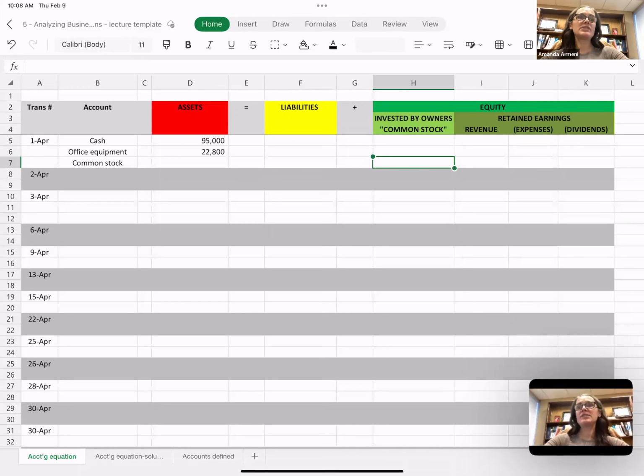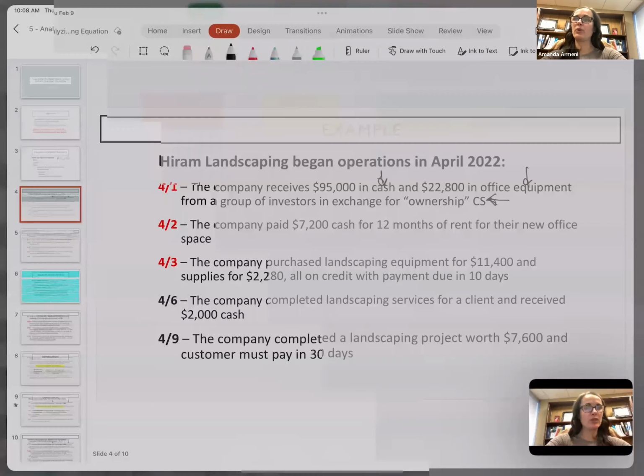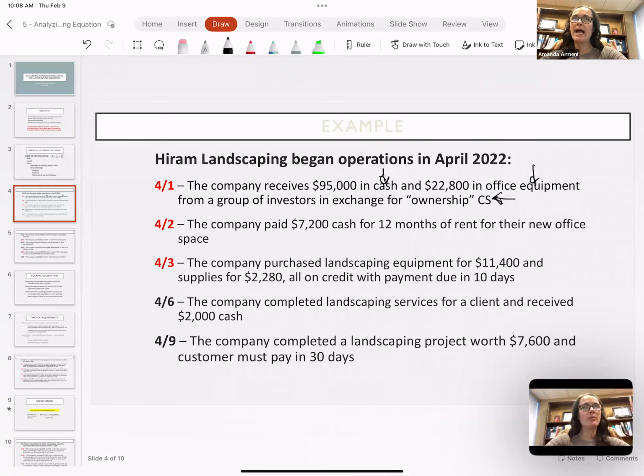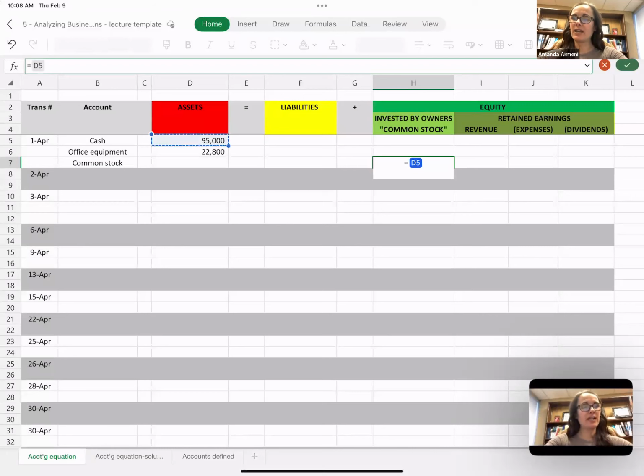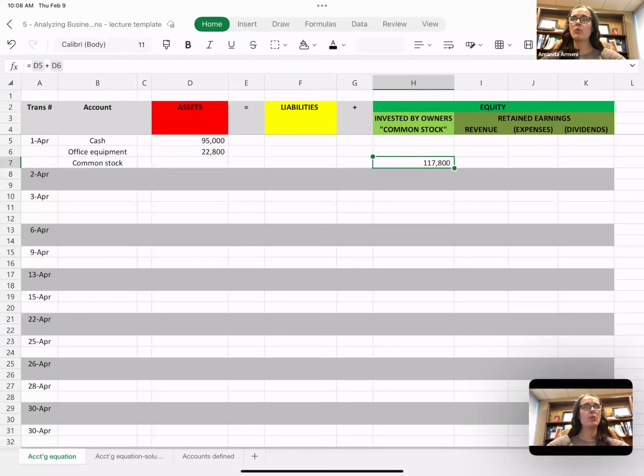Now, if we look back at the PowerPoint, it didn't specifically tell us in the problem how much the common stock was worth, but we can figure it out. If the common stock is worth an even exchange, then we take the cash that we received, the 95,000, and add that to the office equipment that we received. I'm using a simple formula in Excel, where I take the 95,000 and add it to the 22,800, and that gives me common stock of $117,800.